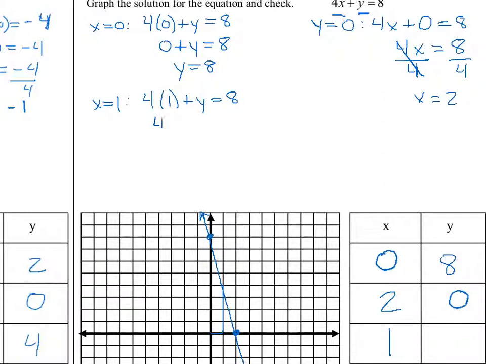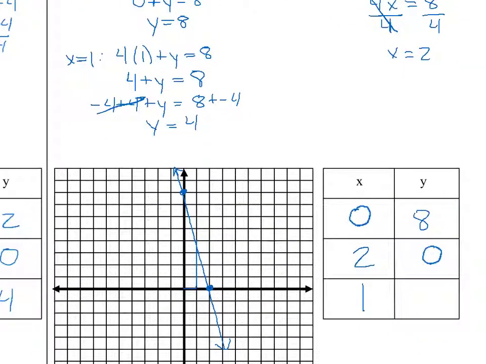That's 4 plus y is equal to 8. We got really lucky here. This ends up being just a nice one-step equation. Add a negative 4 to both sides. That gives me that y is equal to positive 4. So that tells us when x is 1, y is equal to 4. As we come over on our graph, that's exactly what we expected. Over 1, up 4. That is right in the middle of our line. So that checks our work.